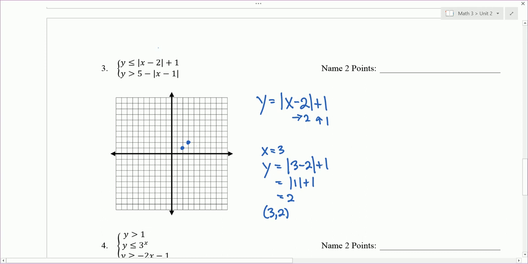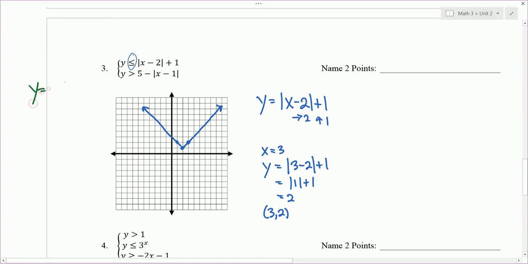Should it be solid or dashed? Hopefully you're saying solid because that symbol has an equal sign in it. So solid. And it's symmetric, so we can match the V shape on the left hand side as well. And there we have it. Okay, on to the next one.